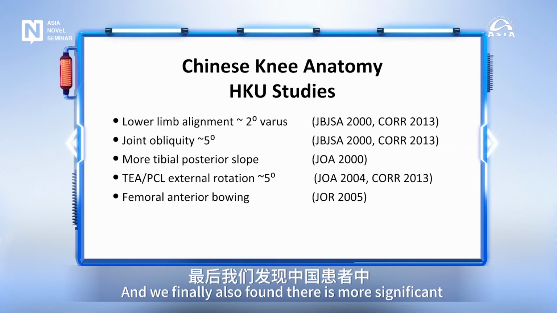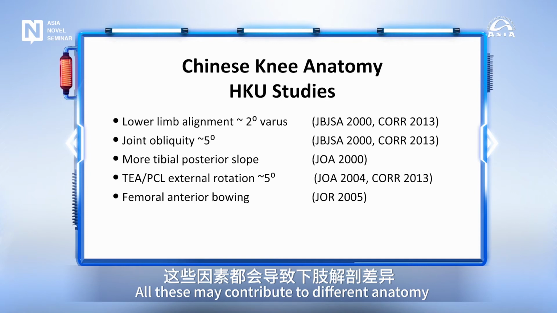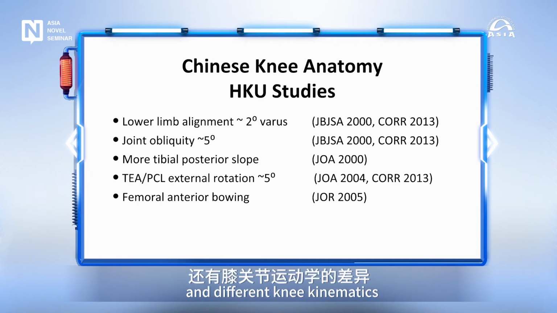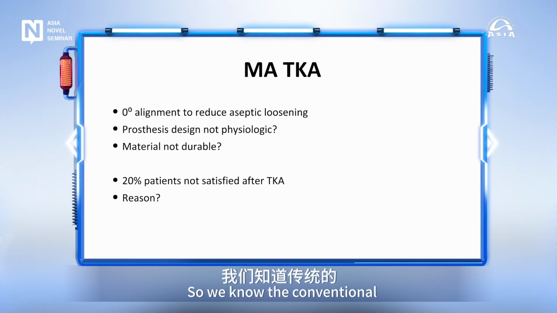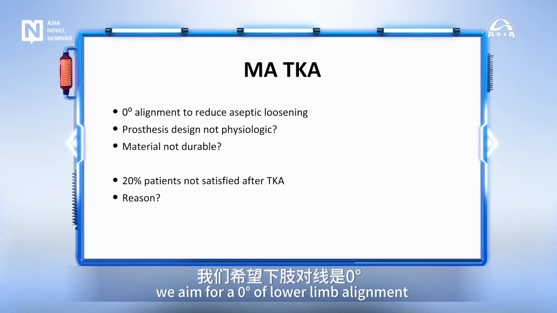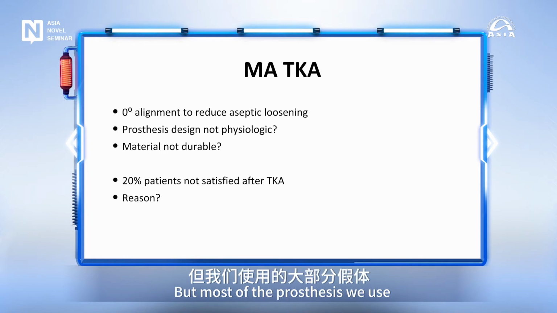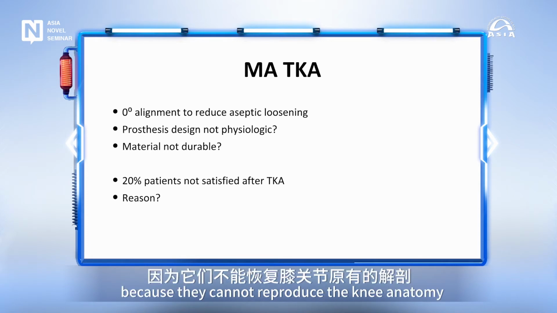And finally, we also found there is more significant anterior femoral bowing in Chinese subjects. All these may contribute to different anatomy and different knee kinematics. So we know in the conventional mechanically aligned total knee replacement, we aim for 0 degrees of lower limb alignment to reduce the risk of aseptic loosening. But most of the prostheses we use are not physiologic because they cannot reproduce the native anatomy.